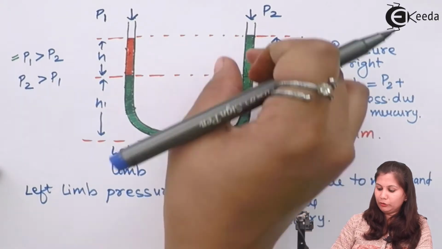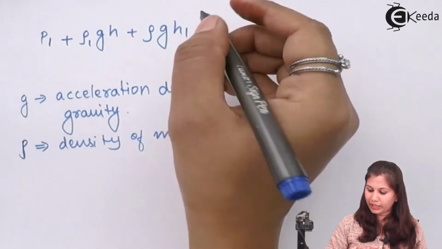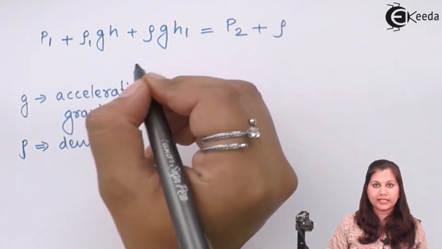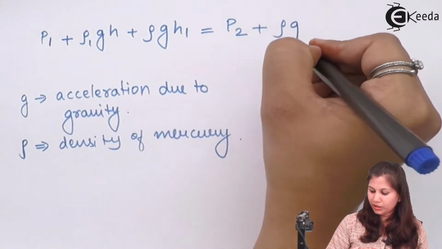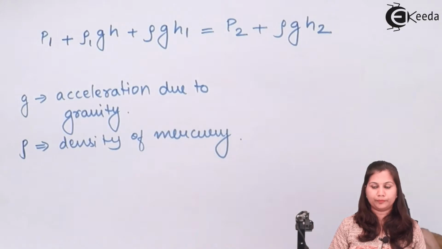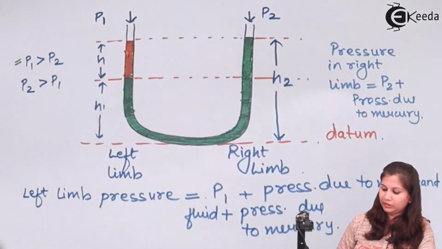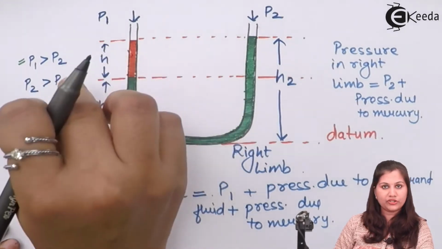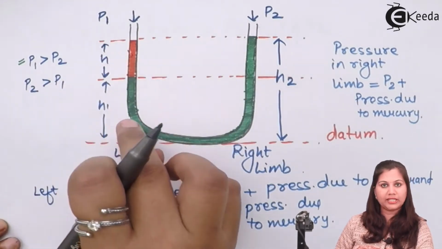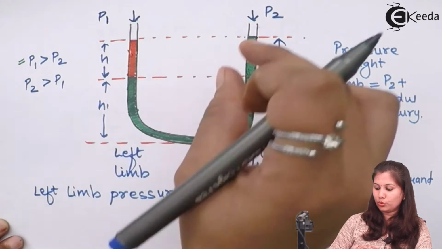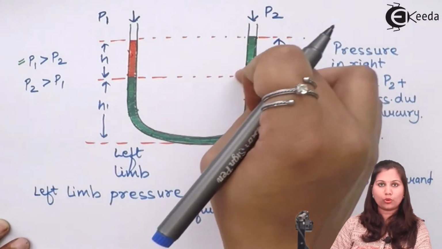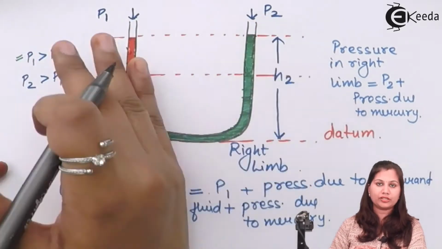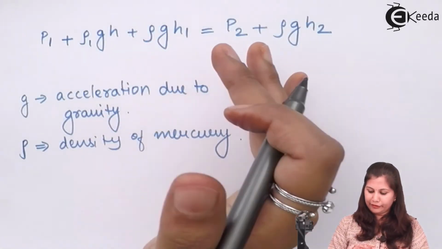Now that will be equal to the pressure in the right limb, that is P2 pressure plus rho, that is density of mercury, G, and height is H2. So you can see in the diagram that P1 plus rho 1 GH plus rho GH1 is equal to P2 plus rho GH2. Okay, we have equated both the pressures in the right and the left limb.